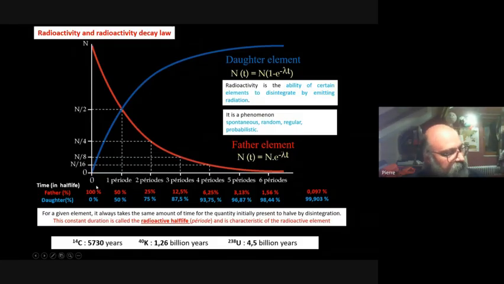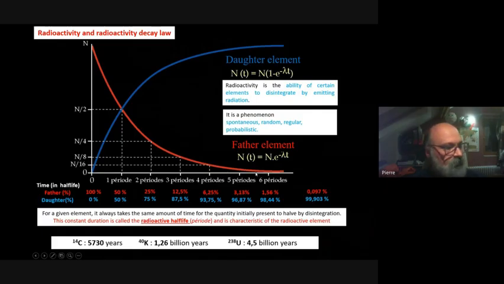It is the same curve, but for C14 here, we have just 5,730 years. For potassium-40, it's more than 1 billion, etc. Okay, and you see here the limitation of this method. When all the father element disappears, it is not possible to use this specific element to date the support that you try to know the age of.